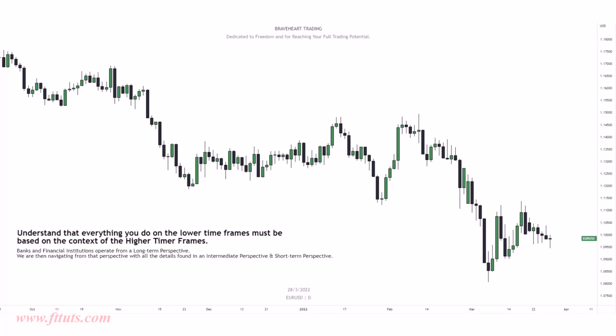Understand that everything you do on the lower time frames must be based on the context of the higher time frames. The main goal we're striving towards on the higher time frames is to identify where the banks and financial institutions want to bring price. Banks and financial institutions operate from a long-term perspective. We are then navigating from that perspective with all the details found in an intermediate term perspective and a short term perspective. This gives us all the details of price action we need to find a plethora of repeatable, one-directional trading setups.